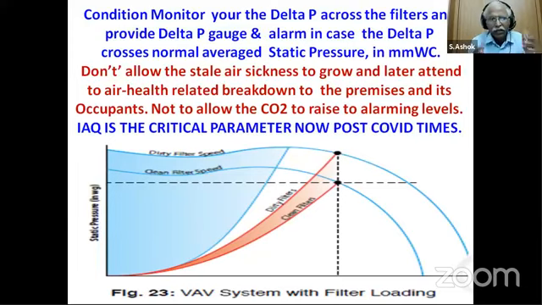After the heat exchanger, this much filtration is supposed to happen, along with the static pressure drop. This is going to decide the level of CO2 that is rising in the indoor of the air conditioned premises. And IAQ is a critical parameter now in post-COVID times.